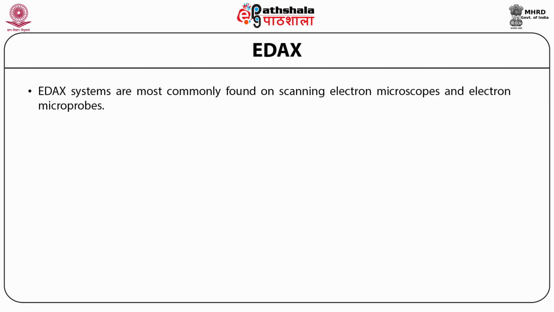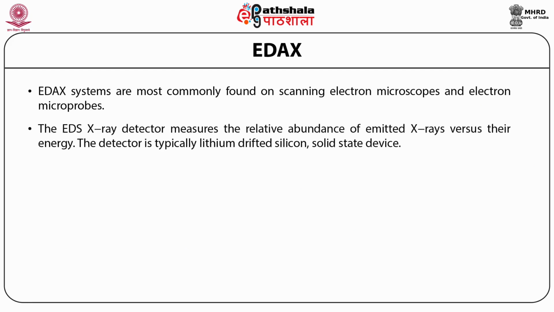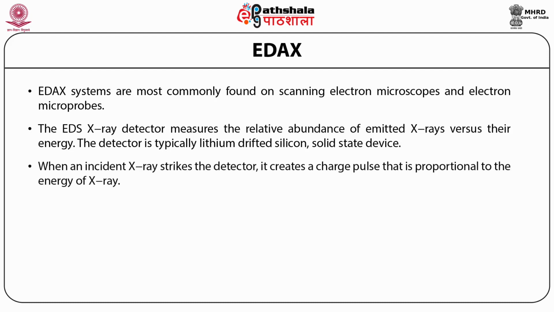EDAX systems are most commonly found on scanning electron microscopes and transmission electron microscopes. The EDAX X-ray detector measures the relative abundance of emitted X-rays versus their energy. The detector is typically lithium drifted silicon. It is a solid state device. When an incident X-ray strikes the detector, it creates a charge pulse that is proportional to the energy of the X-ray.